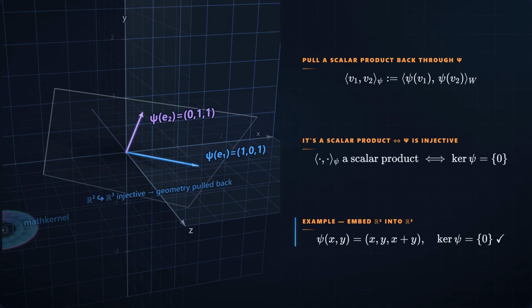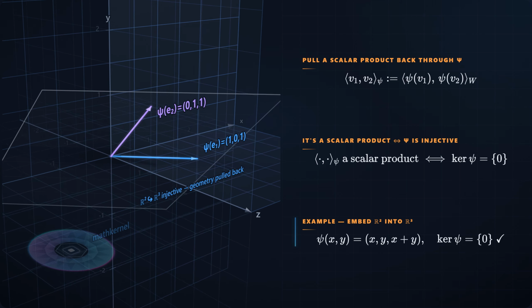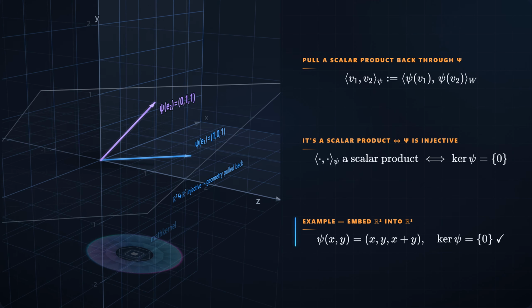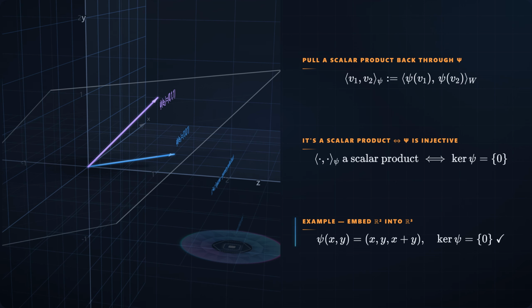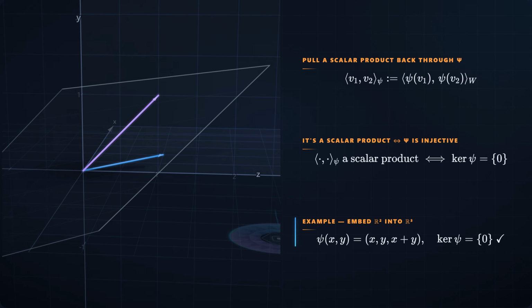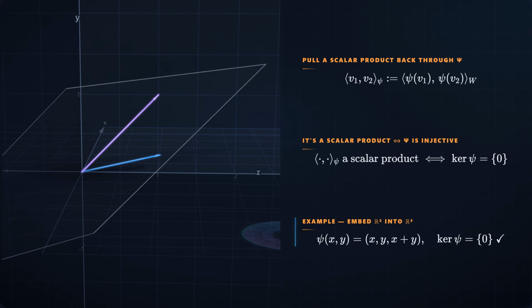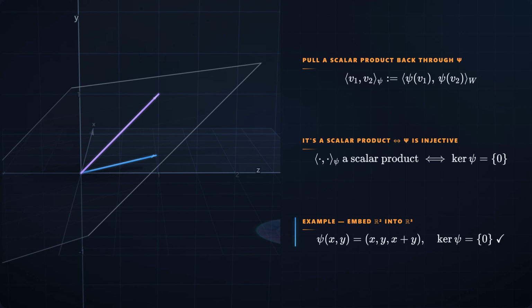And that's the pattern the whole chapter has quietly followed. Take a space with no obvious geometry, find a faithful map into one that has it, and inherit the geometry. Functions were just the grandest example of exactly this. So the machine is an injective map plus a scalar product upstairs gives a scalar product downstairs. Everything this chapter did was one instance of it.